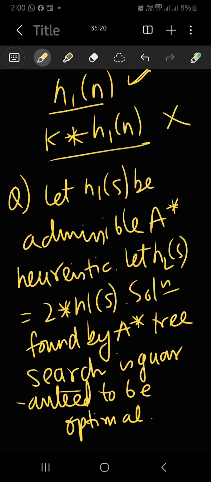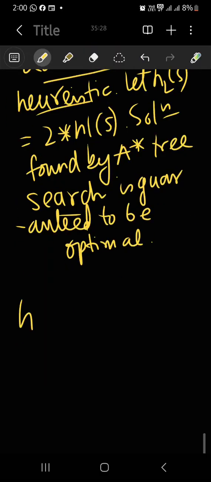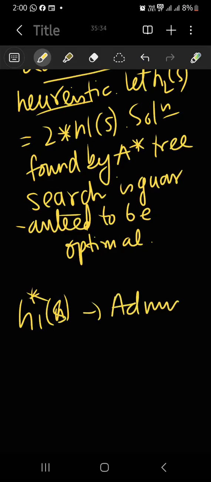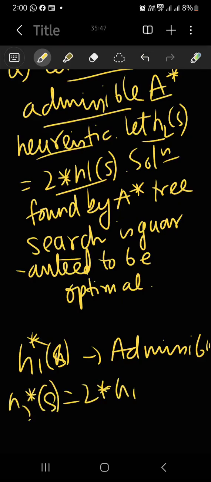See, this is the question. Let h1(s) be an admissible A star heuristic. From here what I am seeing, h1 of s, so it is admissible. Now what you are saying, h2(s) is equal to 2 into h1(s).